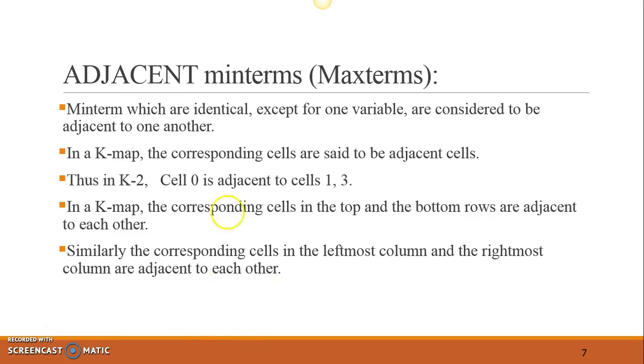In the K-map, the corresponding cells in the top and bottom rows are adjacent also. So this is important, from top row to bottom row, specifically for 3 variable and 4 variable maps.